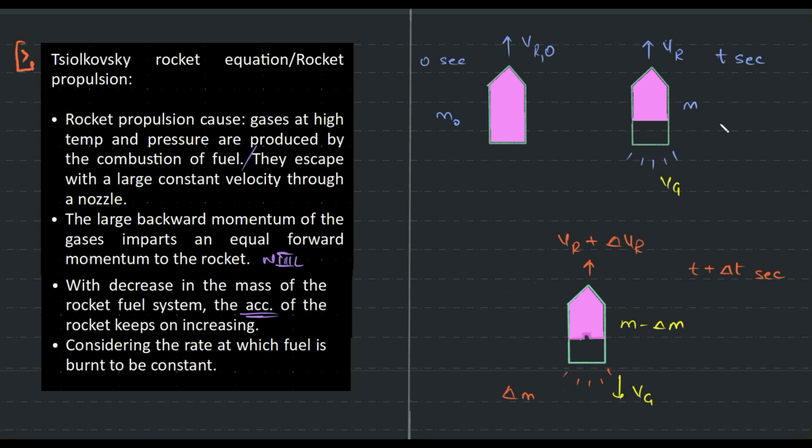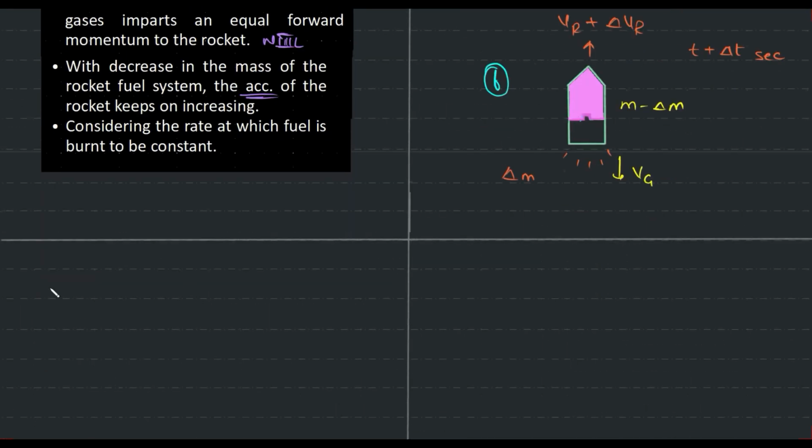Now, let's start off with this being our initial case and this being our final case. So we're going to make use of conservation of momentum. We know that initial is equal to final, the law of conservation of momentum.